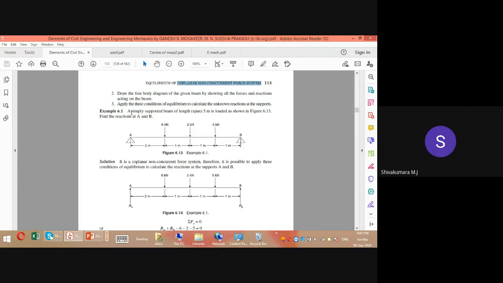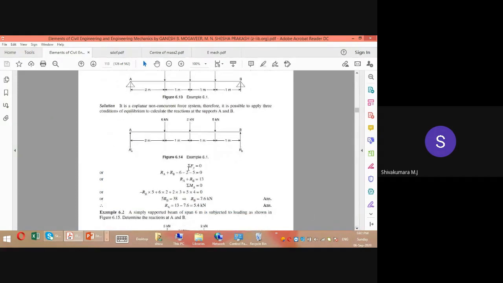So the question is like this: a simply supported beam of span 5 meter is loaded as shown in the figure. Find the reactions at A and B. You will have to find the vertical reaction at A and the vertical reaction at B. However, it is not clearly mentioned whether it is hinged or roller. Let us take it as a simple support. There is no horizontal force, so no need to worry. So the free body diagram: reaction at A, reaction at B, and all vertically downward forces.